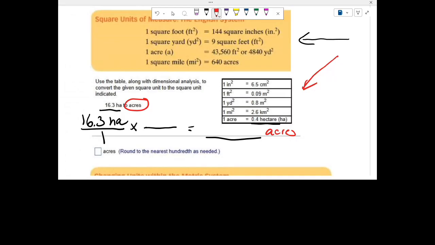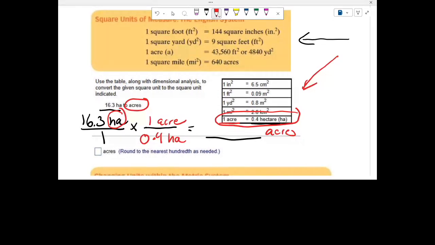And we'll say, hey, look, the last one does. This one right here. If we want to end up with acres, that's what I'm going to put on the top. So I'm going to put 1 acre in the top. We have hectares, and that's what we want to get rid of. So I'm going to put 0.4 ha's down here, okay?